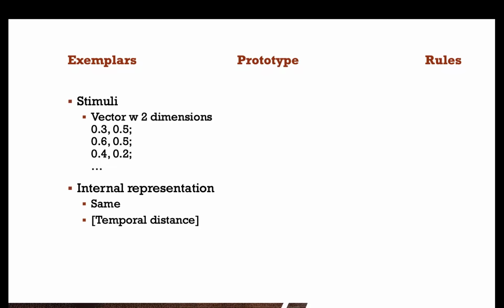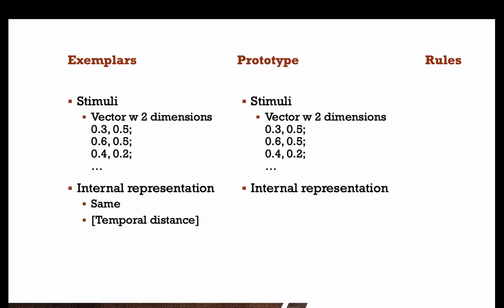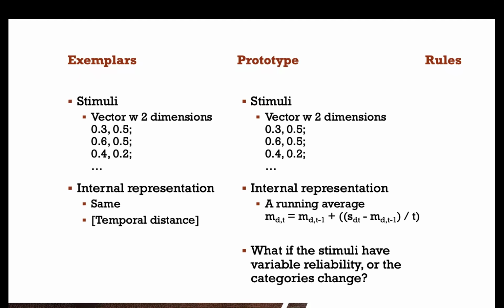So let me just make sure that I do the whole thing. Yes, that's it.